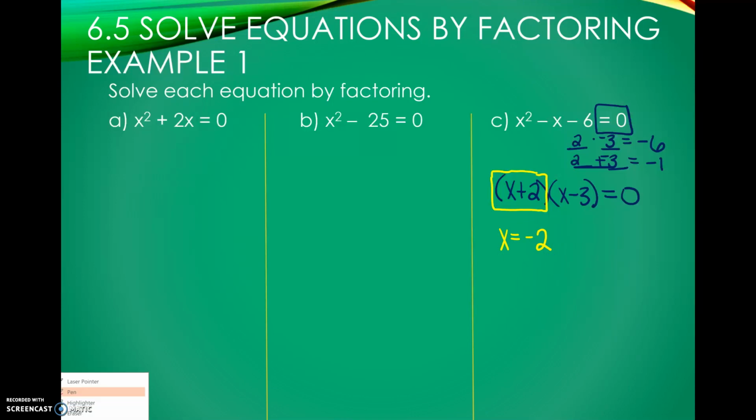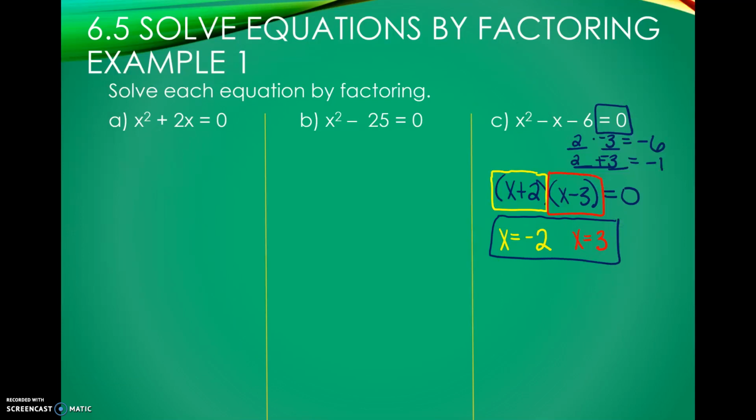Then we look at the other set of parentheses. If this set of parentheses had to equal 0, what number minus 3 would give us 0? Sorry, what? +3. 3 minus 3 would give us 0. The shortcut is you've got +2 in the parentheses, the opposite of that is -2. You've got -3 in the parentheses, the opposite of that is +3. So our two solutions are -2 and +3.